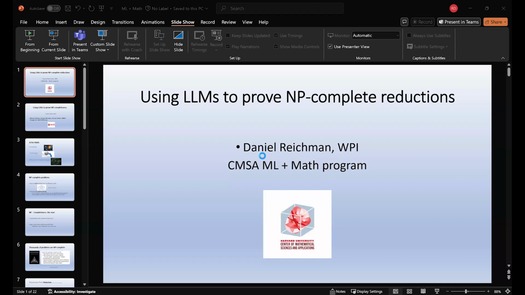And I'm going to talk about using large language models to prove NP-completeness. This is joint work with a bunch of folks from WPI. The first two are PhD students, the second two are undergrads, and Neil Heffernan is a professor at WPI, an expert on online education.